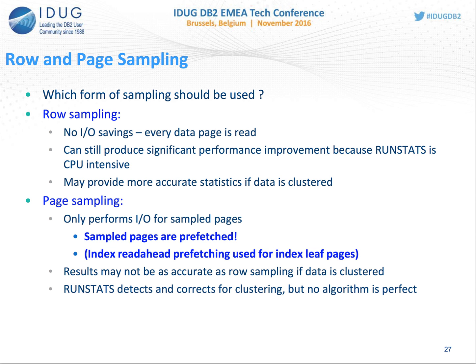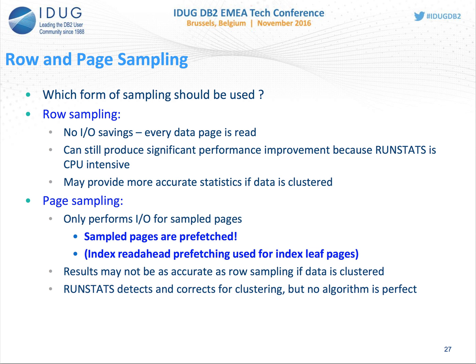There's a chance that the stats might not be quite as accurate as row sampling because it's reading every other page. If the data tends to be clustered on the pages, it might end up missing certain values that only existed on a small number of pages. So RUNSTATS does try to detect this data clustering effect and adjust for it, but there's a chance it might be a little bit off.